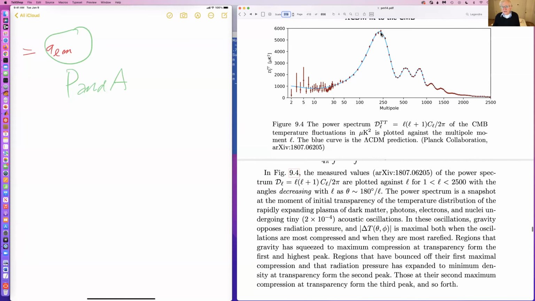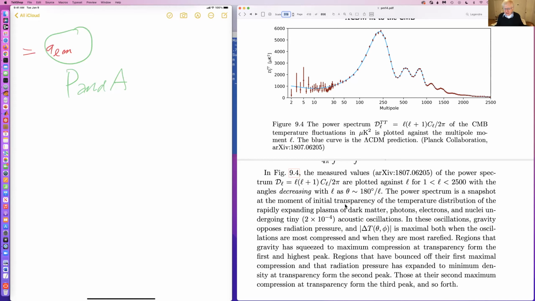And what are these bumps? Well, first of all, this power spectrum basically is a snapshot at the moment of initial transparency of the temperature distribution of the rapidly expanding plasma of dark matter, photons, electrons, and nuclei undergoing tiny acoustic oscillations. And tiny means that the oscillations were like 2 parts in 10 to the 4th. And in these oscillations, you had gravity fighting radiation pressure. So the radiation pressure was pushing things out, gravity was pulling things down.